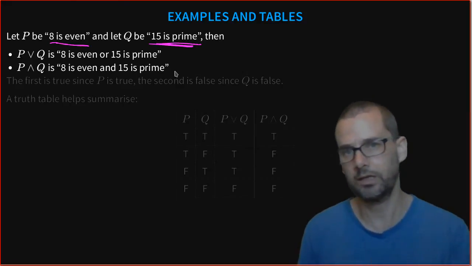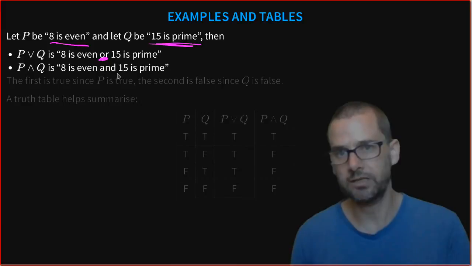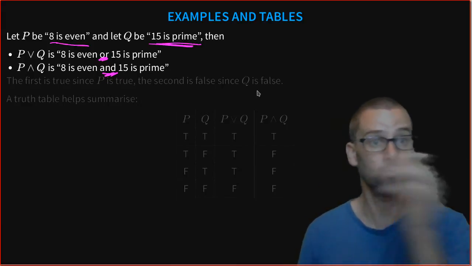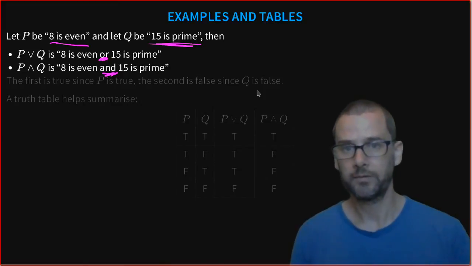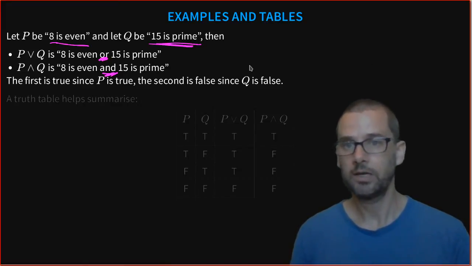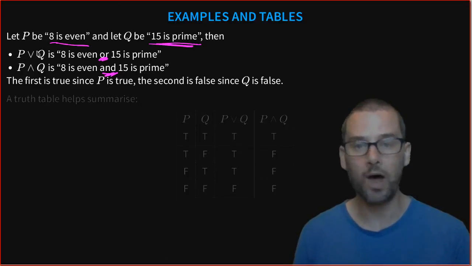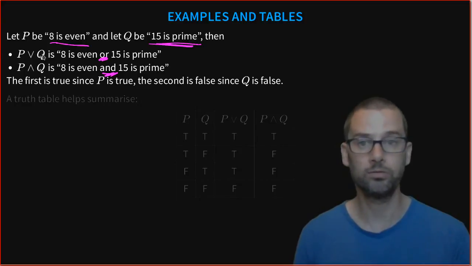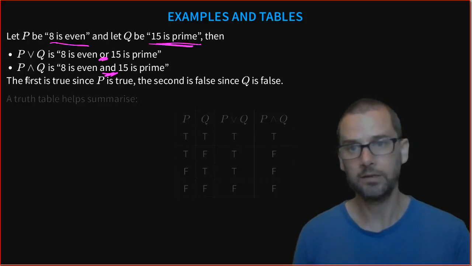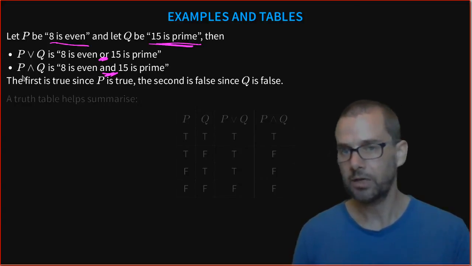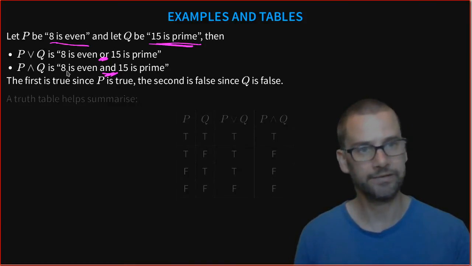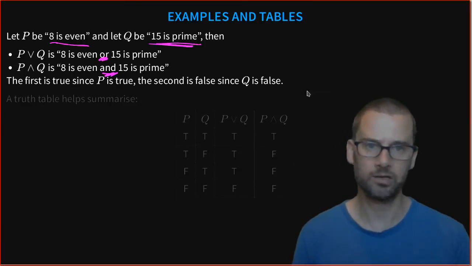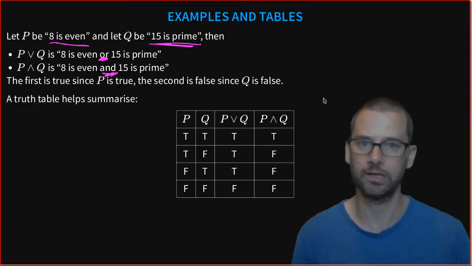We're just sticking these things together with these connectors, and those connectors do things to the truth values depending on what we're connecting. Now, if we look at this, the first one is true since at least one of these two is true. Because P is a true statement, P or Q is true. On the other hand, since Q is false, P and Q is false, because P and Q is only true when both are true. So let's summarize this in a table because that will be more clear.